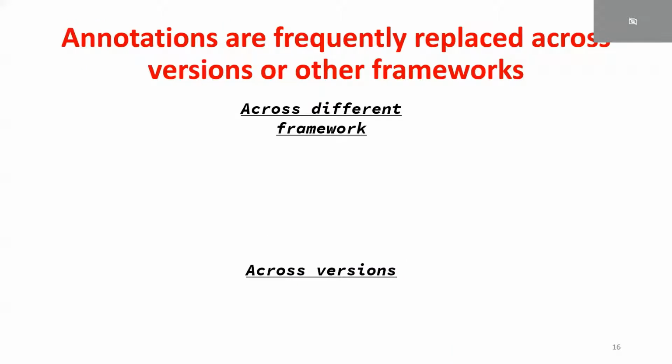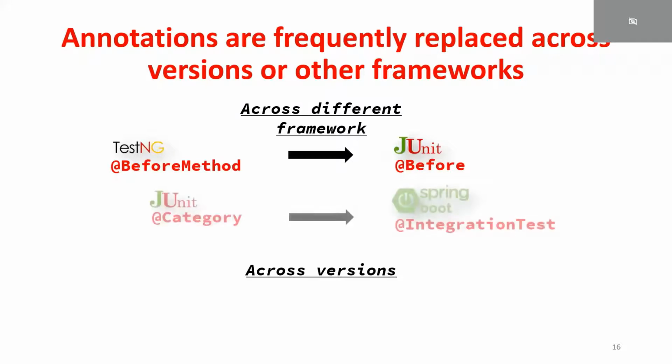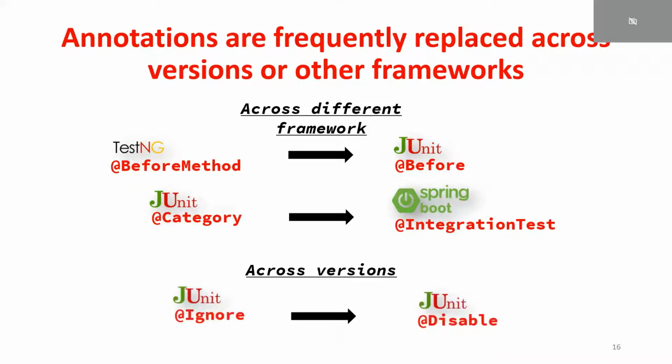We additionally study annotation replacement at different program elements. We find that annotations are frequently replaced across versions or other frameworks. Across different frameworks, TestNG to JUnit is a common annotation replacement pattern. Another one is JUnit to Spring Boot. For cross-version changes, JUnit 4 to JUnit 5 is a common annotation replacement pattern we uncovered.